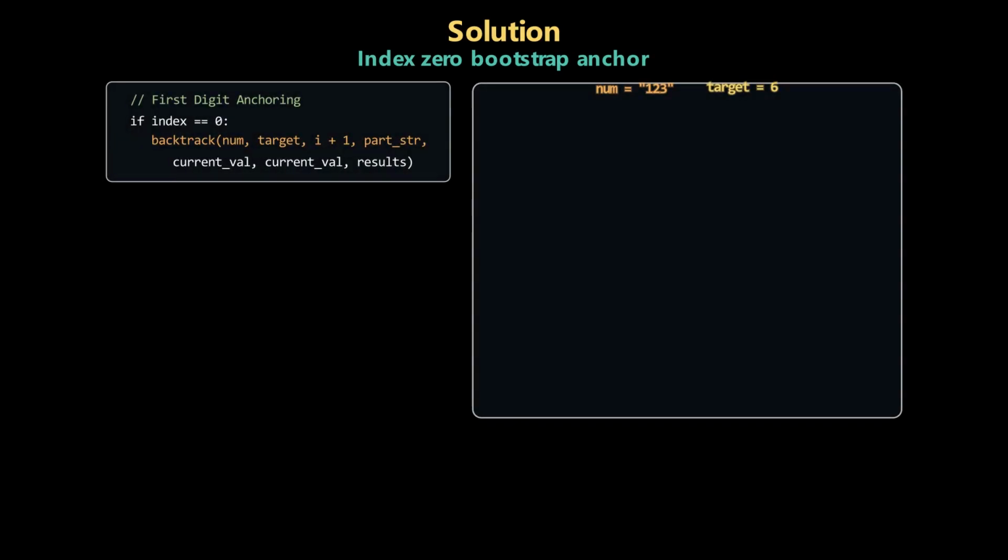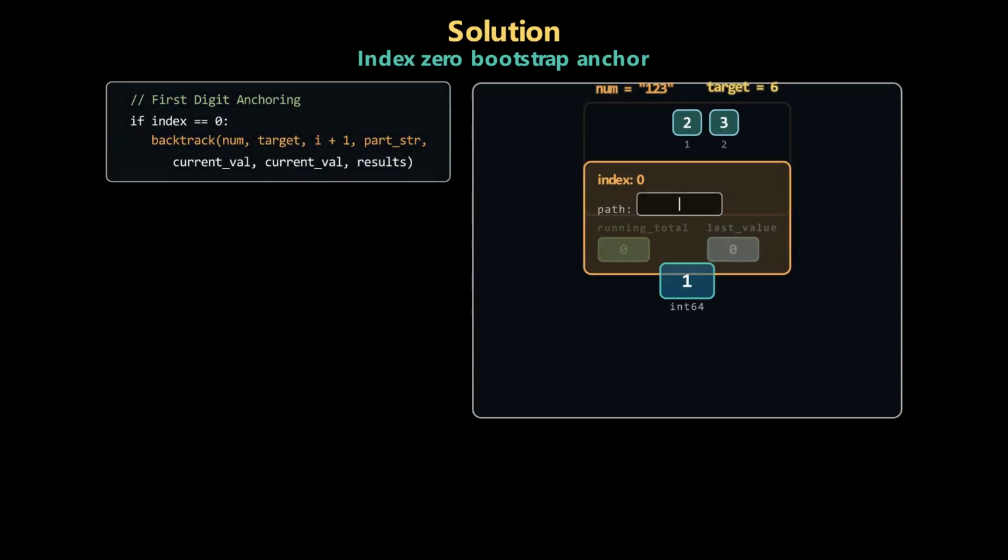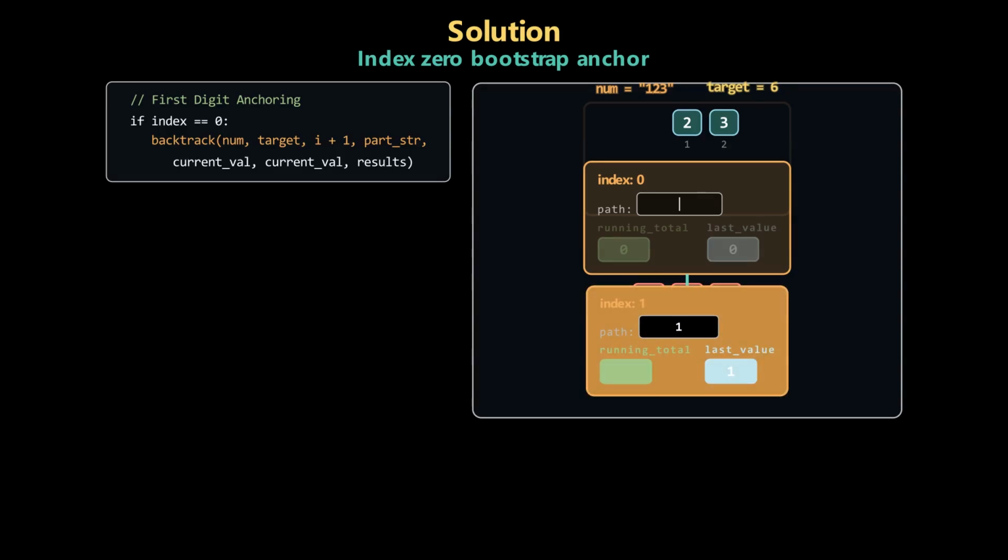Now, our execution pathways diverge. The first number at the absolute beginning of our expression has no history behind it, so it cannot legally support a preceding operator. Our engine detects this root condition and seeds both our running total and our history container with that baseline value, skipping operator evaluation entirely.